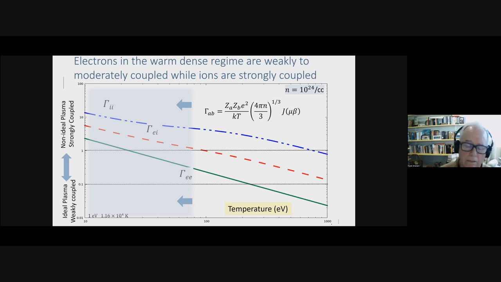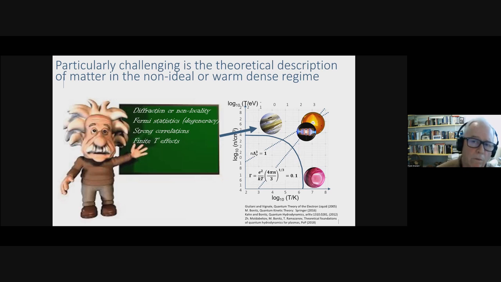All right, so we see that it's an interesting mixture of physical phenomena in the warm dense matter regime, where the electrons behave as an ideal plasma, but they're degenerate. But the ions can be strongly coupled. So this is a very interesting mixture of states. So particularly challenging for warm dense matter is the theoretical description of this non-ideal warm dense matter regime. And so some of the characteristics, just to summarize, are diffraction or quantum non-locality, Fermi statistics. There's strong correlations, particularly between ions and ions, and we can have finite temperature effects also.